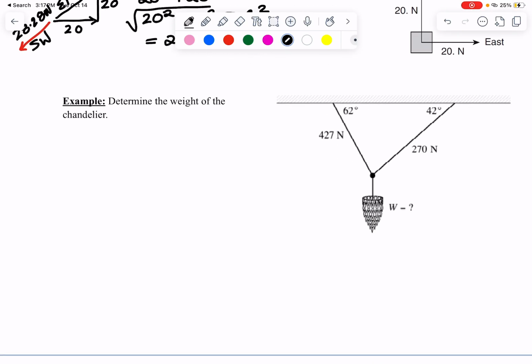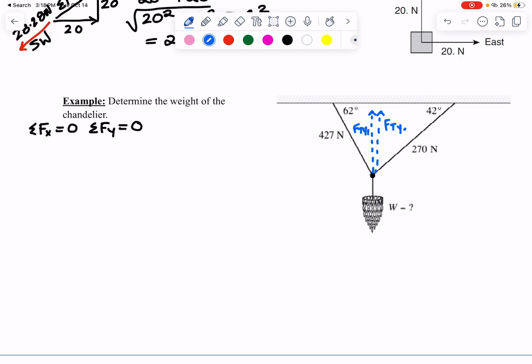Next one, this chandelier is hanging from two strings. One thing you have to remember is that when it's in static equilibrium, your net force in the x direction will be zero, and your net force in the y direction will be equal to zero. You're actually going to do one of these in your station. When you look at these strings, there's a force of tension that acts upwards from both of these strings. We'll call it FTY.